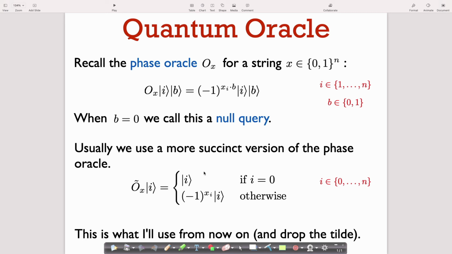And so in this more succinct oracle, I just have one register, but I let I now take on values from 0 to n. Okay, and when I is 0, I just consider this as the case of the null query. So if I is 0, then my oracle just acts as the identity, and otherwise it flips the sign of the phase depending on whether or not xi is set to 1. Okay, so this is kind of a more convenient oracle. We just have one register, and that's what I'm going to use from now on. And usually I won't write the tilde. Okay, so I'll just consider this action of the oracle to be OX.